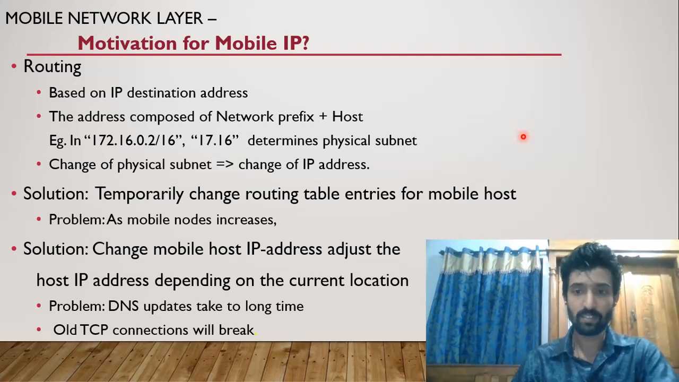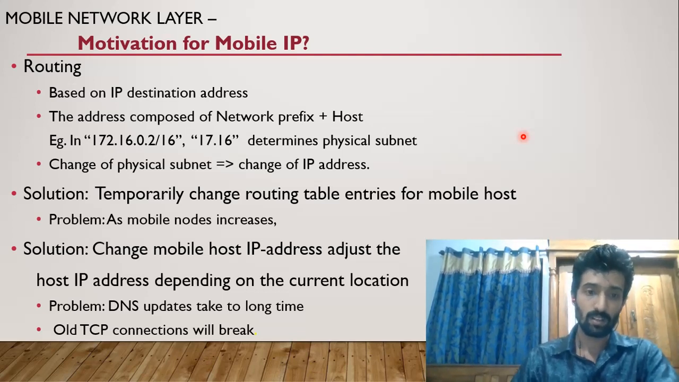But that is practically infeasible, because whenever the number of mobile nodes increases, the frequency of changing routing table entries will be very high. So that is a practically infeasible solution. So the second direct solution to this problem is assigning a new IP address to the mobile node where the device currently resides. So if a device is moving from one network to another, the IP address will be changed and assigned with a new IP address based on the current network.